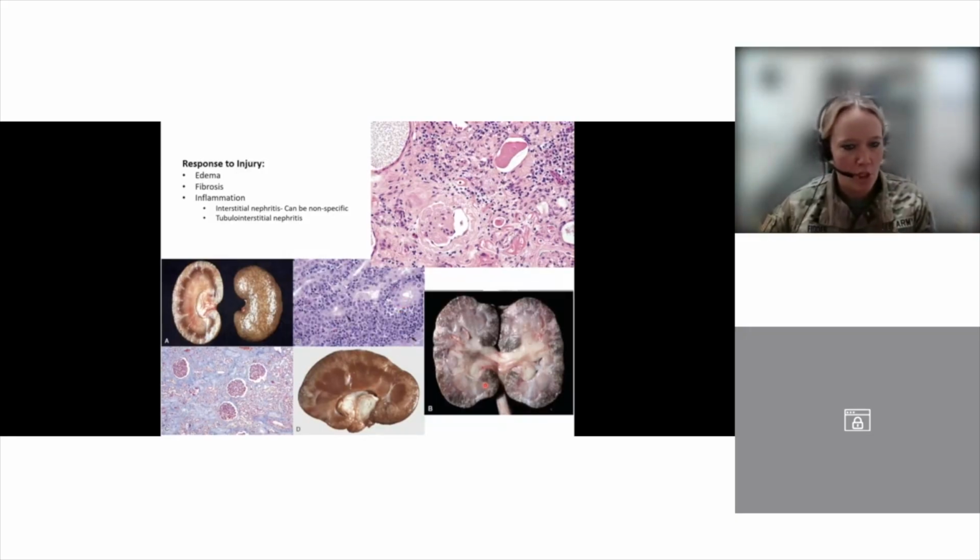Few images here that just show some of the chronic tubulointerstitial nephritis. You'll notice this kind of nodular appearance to the capsule. This looks just very knobbly and nodular. That's pretty characteristic with fibrosis. You get contraction down, causing that nodular appearance.